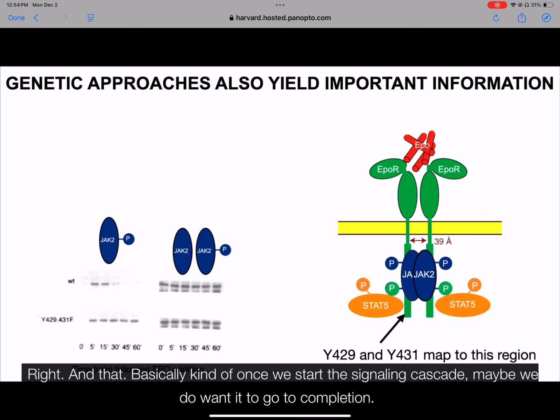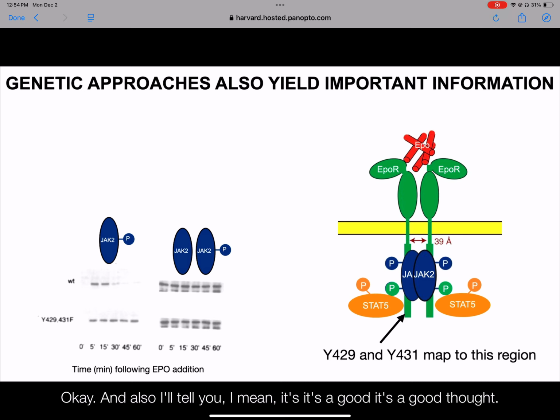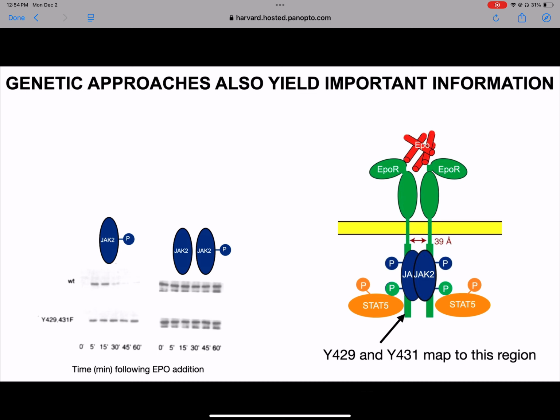And that basically, once we start the signaling cascade, maybe we do want it to go to completion, okay? And also, I'll tell you, it's a good thought, right? But I'll tell you that you'll see this even if EPO is still bound, okay? Which is information I did not give you before, right? So you will see this reduction even though EPO is still bound, okay?